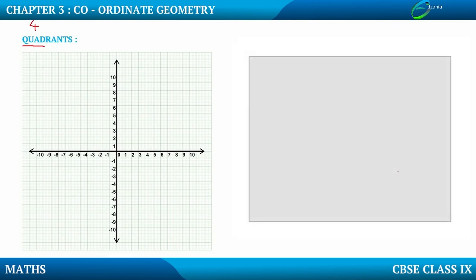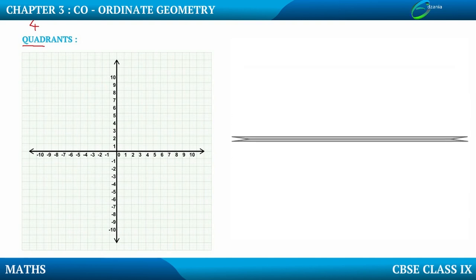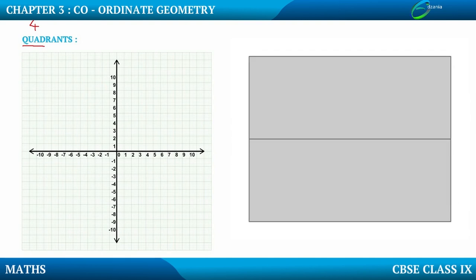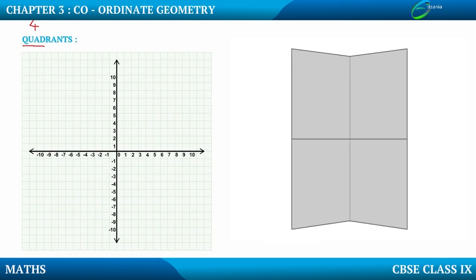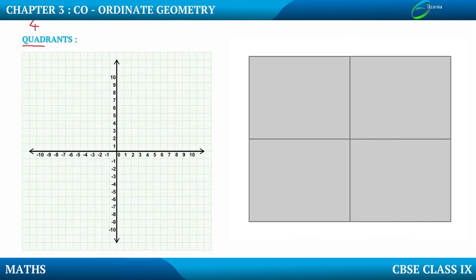Consider a piece of paper over here. Now this is a piece of paper. On this piece of paper, I'm going to fold it in two ways. First is in the horizontal way. So here it is. Now let me fold this piece of paper in the vertical way. So here it is. Now what happens?